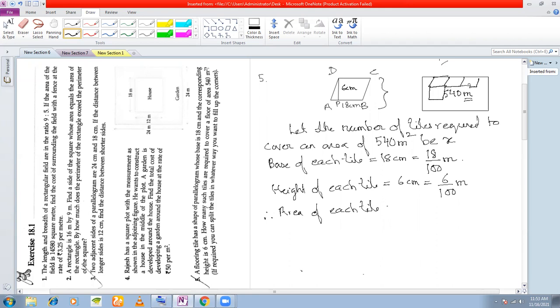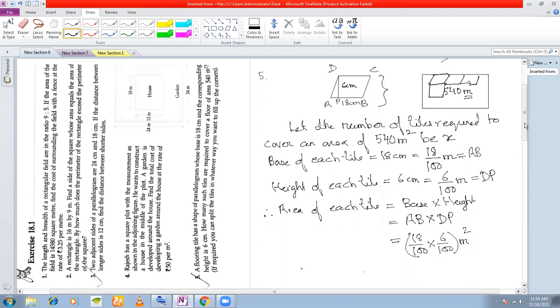Each tile is in the shape of a parallelogram. So therefore, area will be base into height. And base is AB. Height is DP. This base is your AB, and this is your DP, right? So AB is 18 by 100 and DP is 6 by 100. This much meter square is the area of each tile.